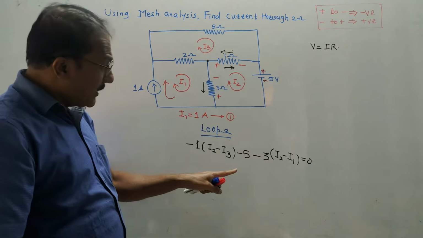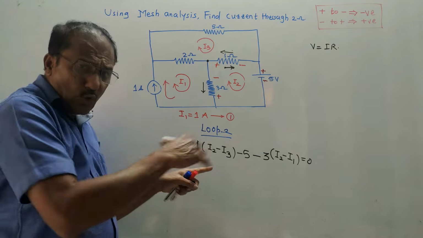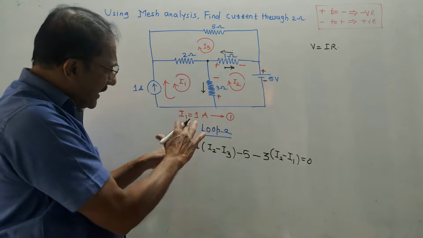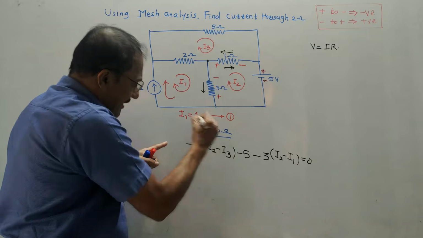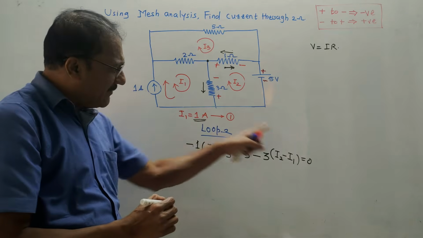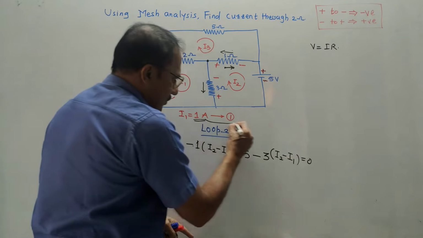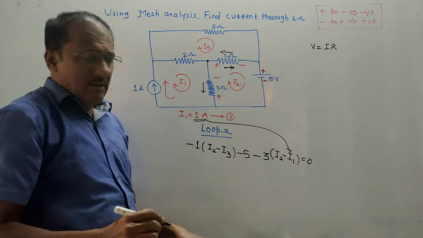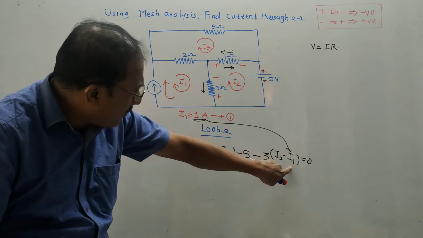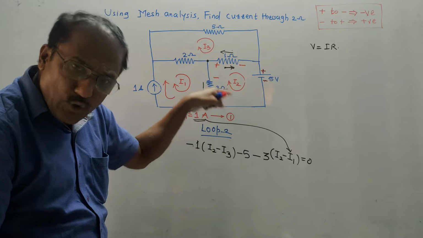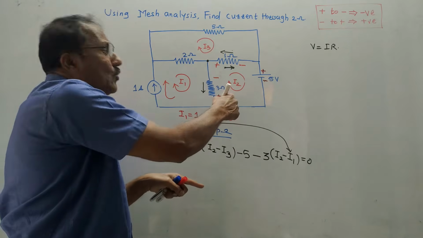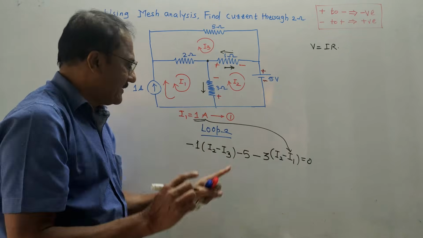Now the important part is that if you want to reduce the convention, make it more simple. We have already written I1 is equals to 1 ampere. So wherever I1 is there, put this value I1 equals to 1. Then why have I written I2 minus I1 for this? Because we are in loop 2. So give priority to loop current 2. So it is I2 minus I1.